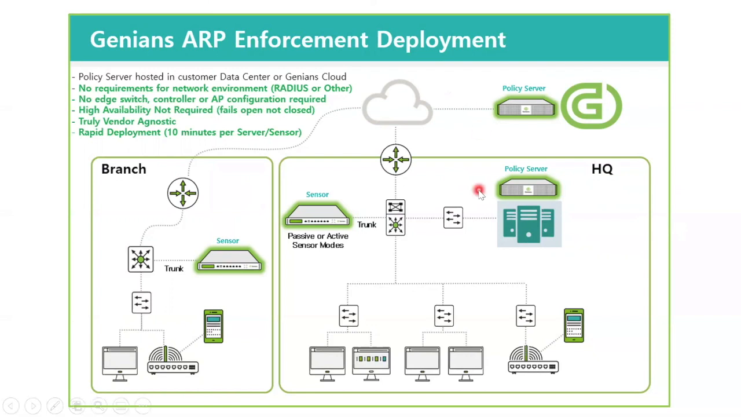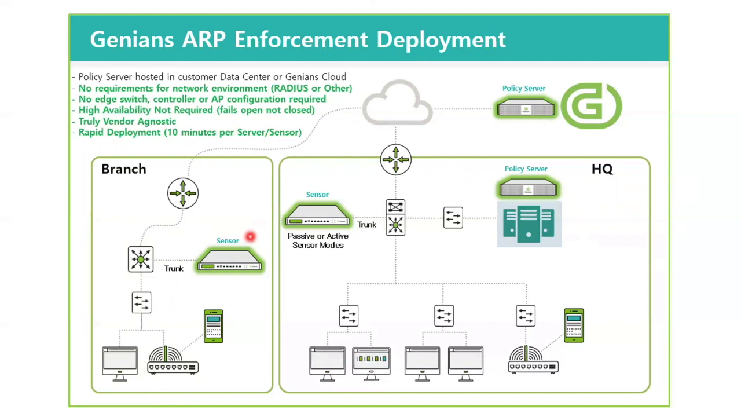If you prefer, you could have a policy server on-prem as well, and that could be a physical appliance or it can be virtualized. The policy server communicates with network sensors. Network sensors are the devices that perform the ARP enforcement on the network. Network sensors can be deployed at various locations in the network, depending on your network topology.